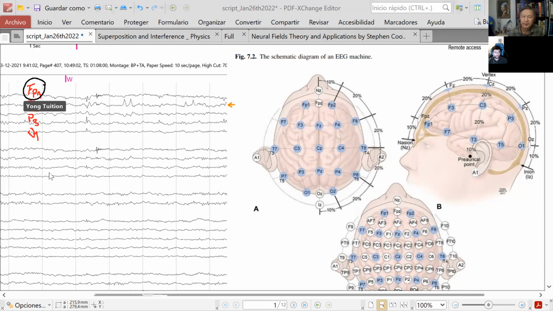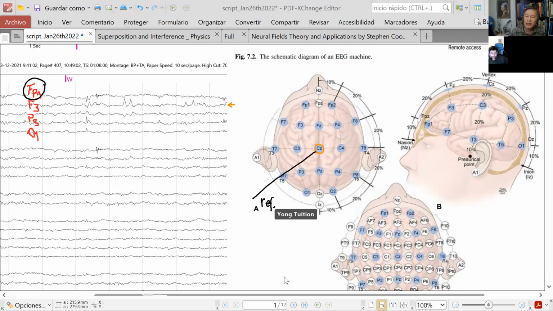We now use digital equipment, and all use a reference. For example, this is where the reference is, right? Yes. This is a bipolar montage for an EEG to view the whole landscape of the brain. I think we discussed this before. These are reference, right?